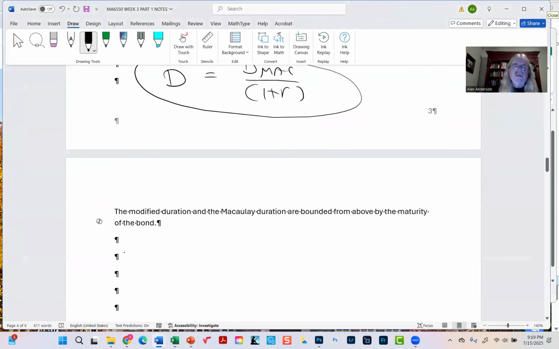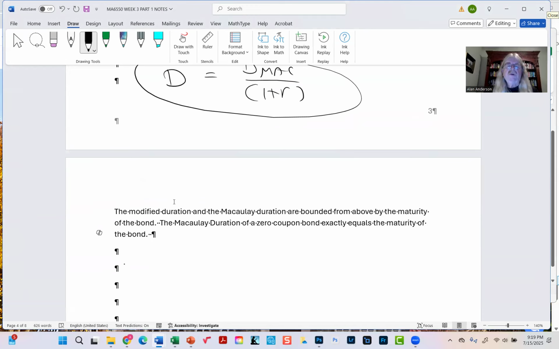So the Macaulay duration of the zero coupon bond exactly equals the maturity of the bond. For all other cases, both Macaulay and modified durations are strictly less than the maturity of the bond.